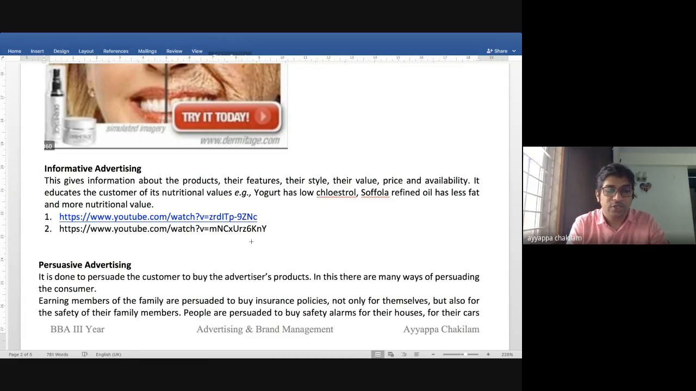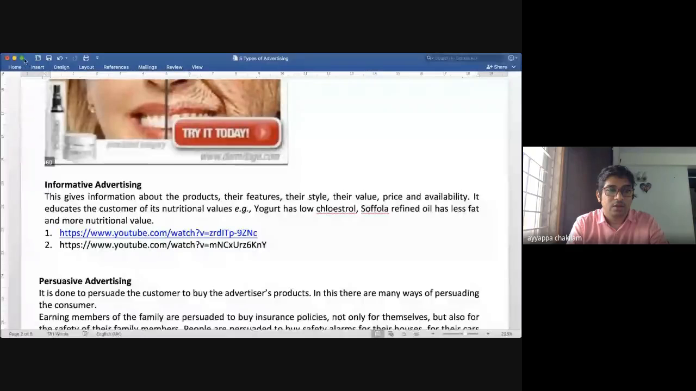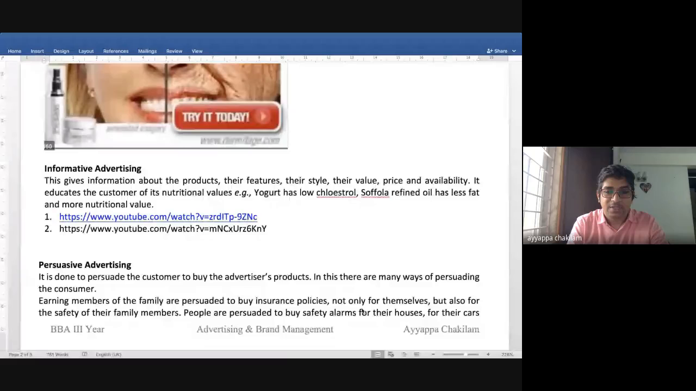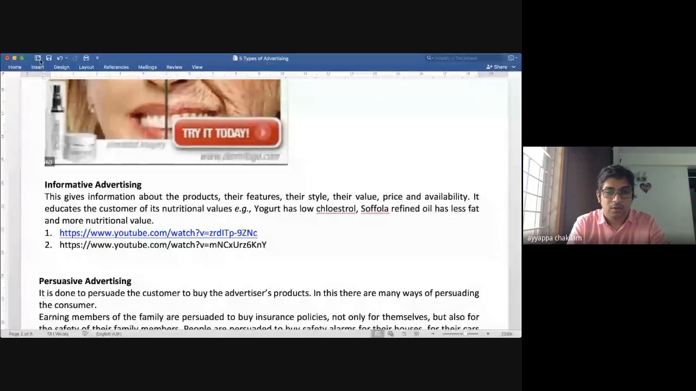So let me show you two examples I've taken of informative advertising. Let me just share the screen. Chrome tab. I'll share the whole screen.